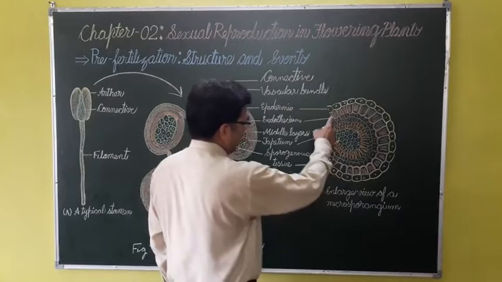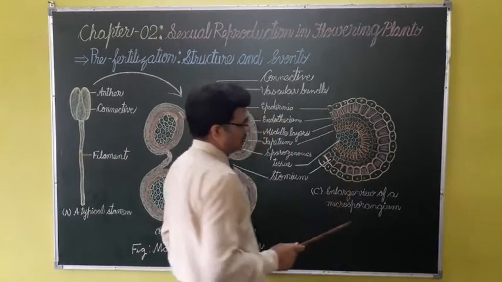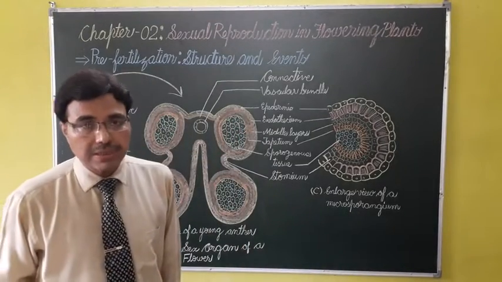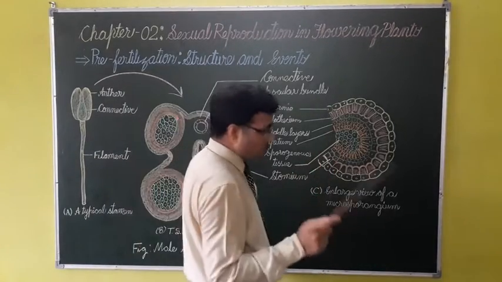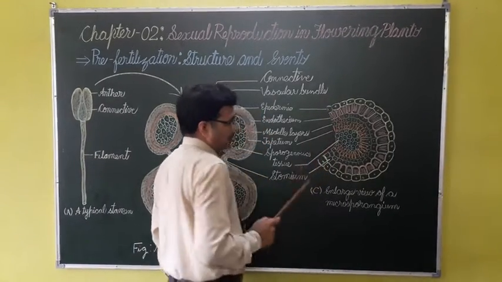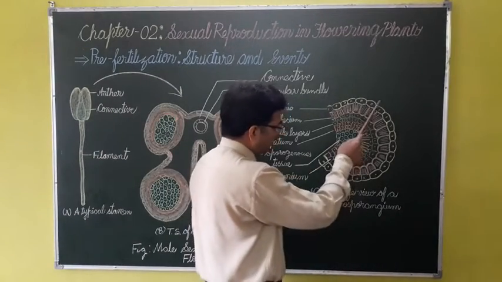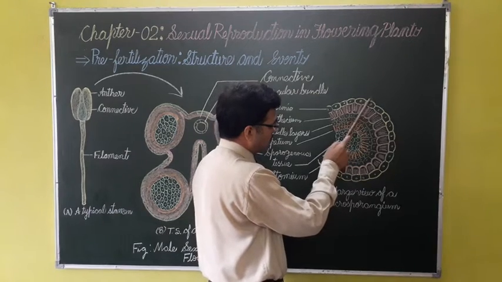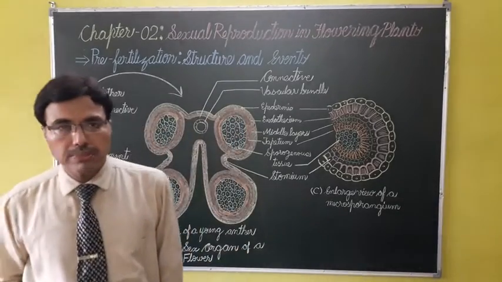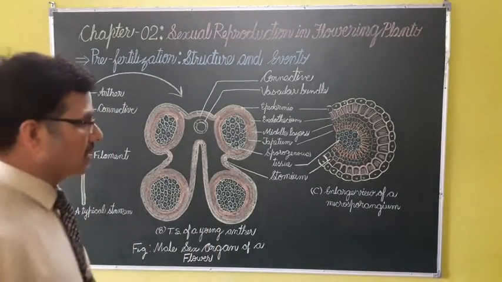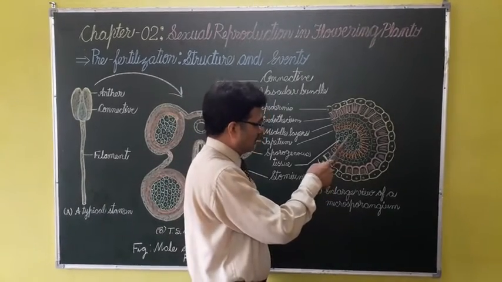Now just inner to this endothecium, 2 to 3 layers are there which collectively form the middle layer. Here I have drawn 2 layers, 1 and 2. These middle layers, this epidermis, endothecium and middle layers, together these 3 layers are responsible for the protection. They protect the pollen grains which develop inside the microsporangium.